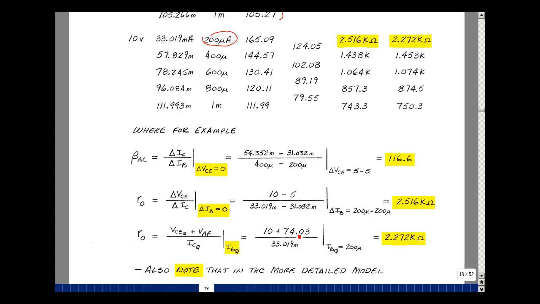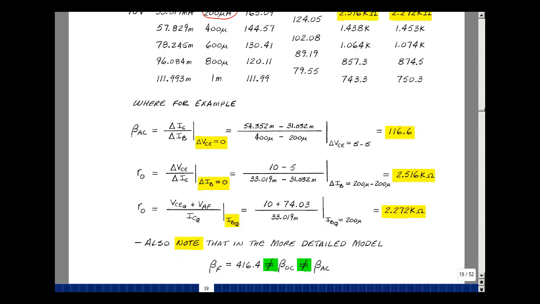The sum of those two, in this case 10 volts, plus the early voltage from our SPICE model, divided by this current of 33.019 milliamps, and I get 2.272K. Similar to this, but not exactly the same. This is an approximation to the value that's here. We're assuming that all these things go to a single point. They sort of do, but there'll be a slight discrepancy between the two.